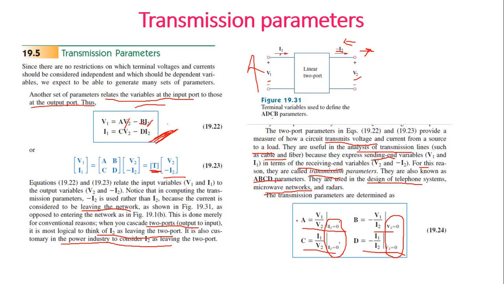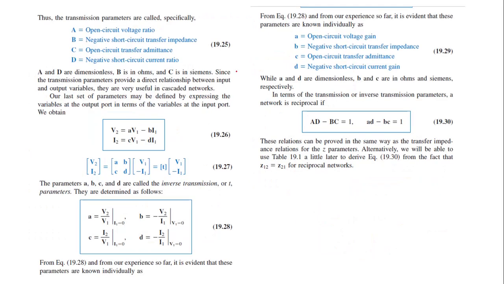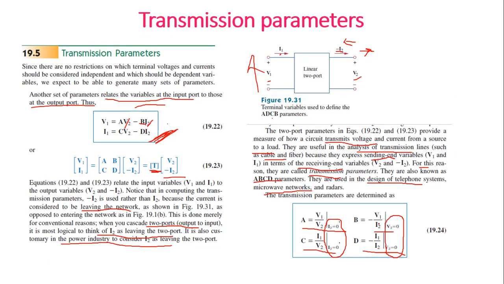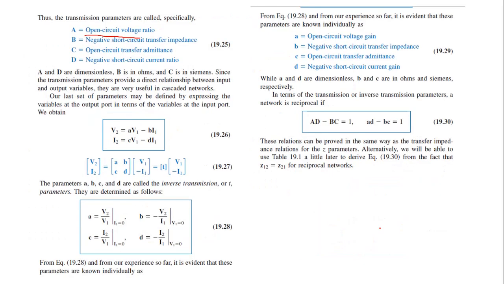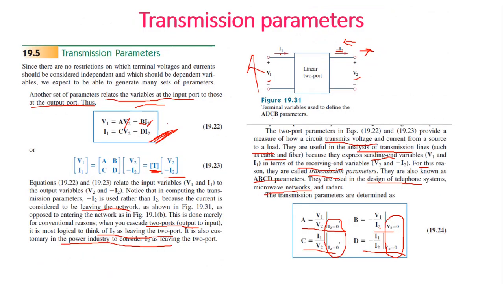So A is open circuit voltage ratio. Similarly, B is V1 by I2. V by I is impedance, right? But it is V1 by I2, so it is from port 1 to port 2.